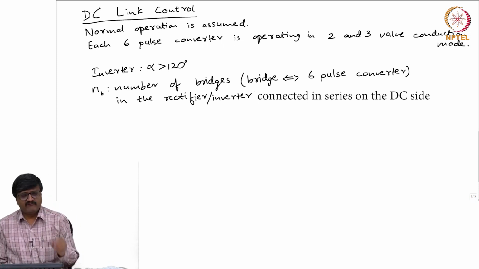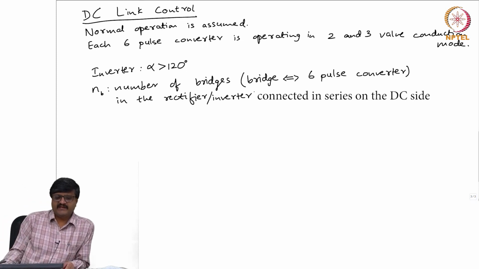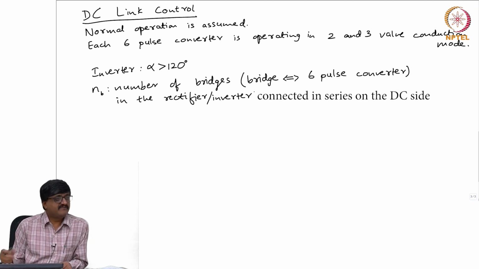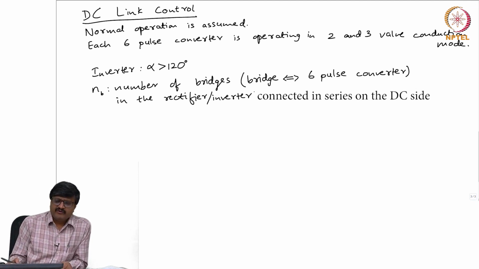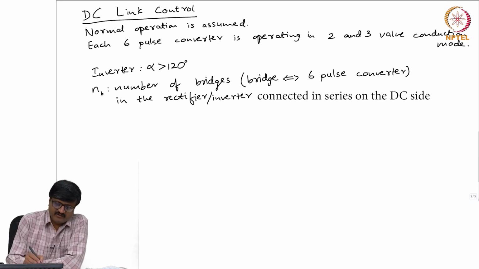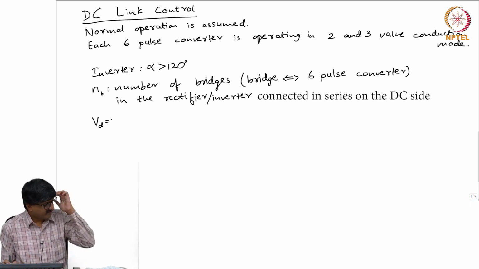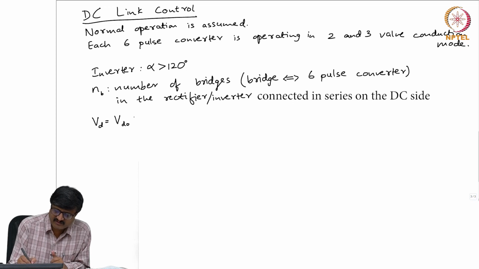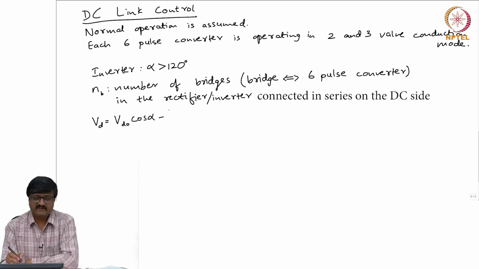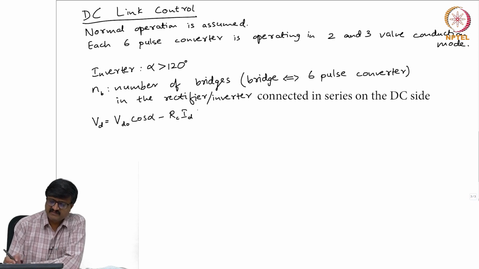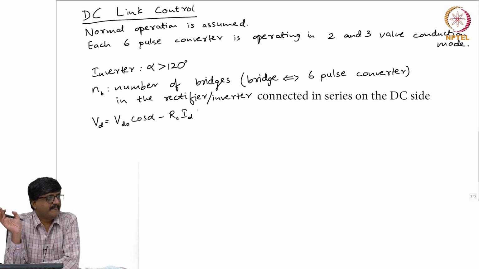Now, what we will try to do is get a control strategy which is applicable for any of these links. For normal operation we got some equations. If you look at the expression for Vd for a 6 pulse converter, we showed that this is equal to VDO cos alpha minus RC Id. Let us assume that the DC side is represented by a constant current and the AC side is represented by a balanced 3 phase voltage in series with an inductance in each phase. Then Vd, Id, RC, VDO and alpha are related by this equation.